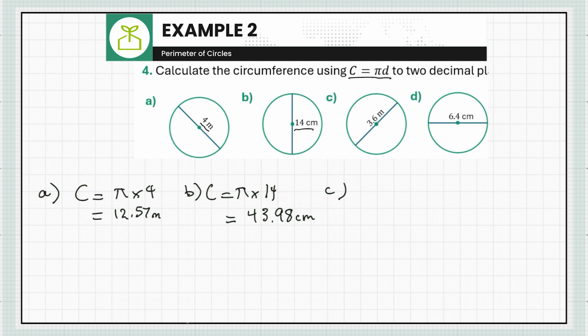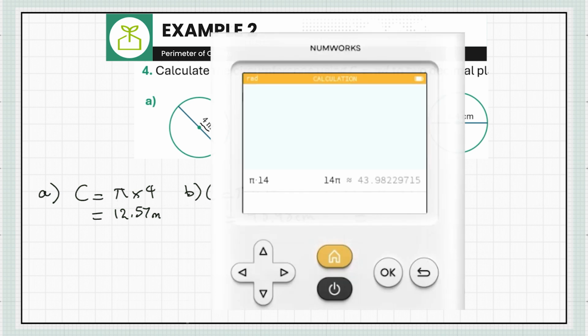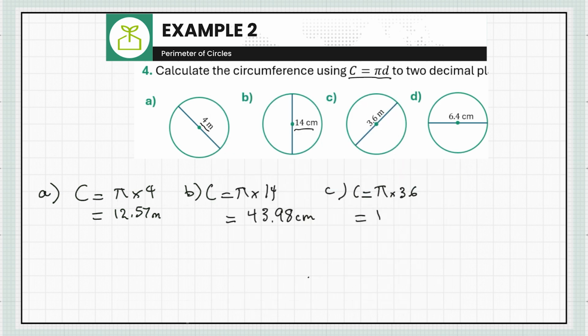If we look at C, our diameter is 3.6, so our circumference is going to be equal to pi multiplied by 3.6. Hit execute, and you get 11.309, so 11.31.